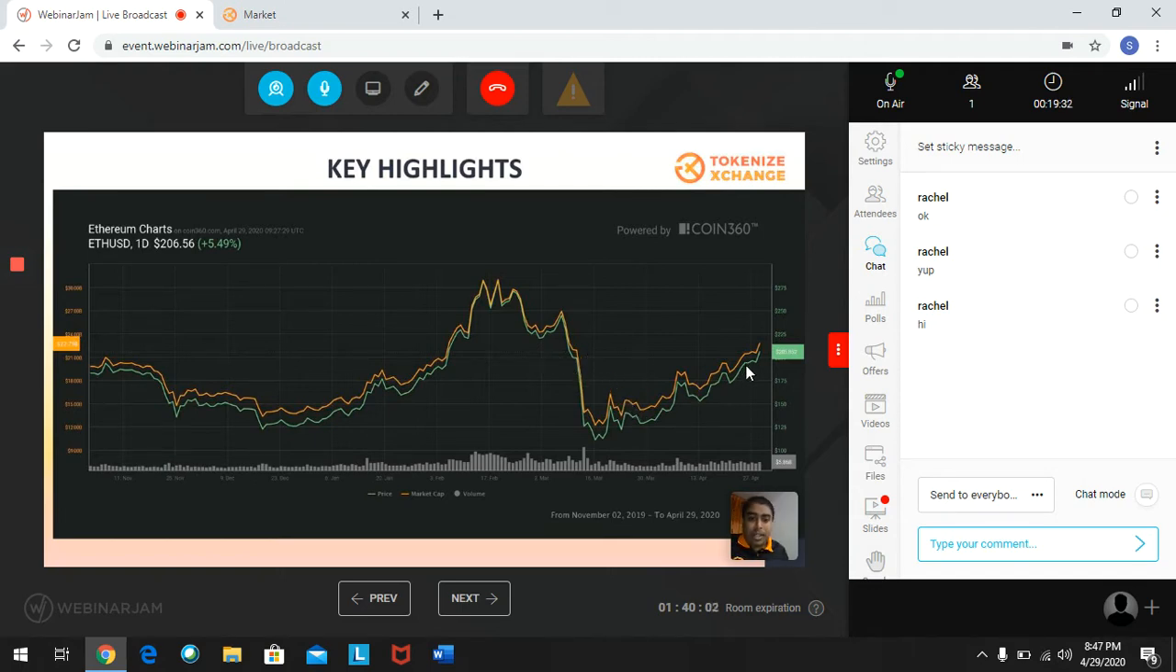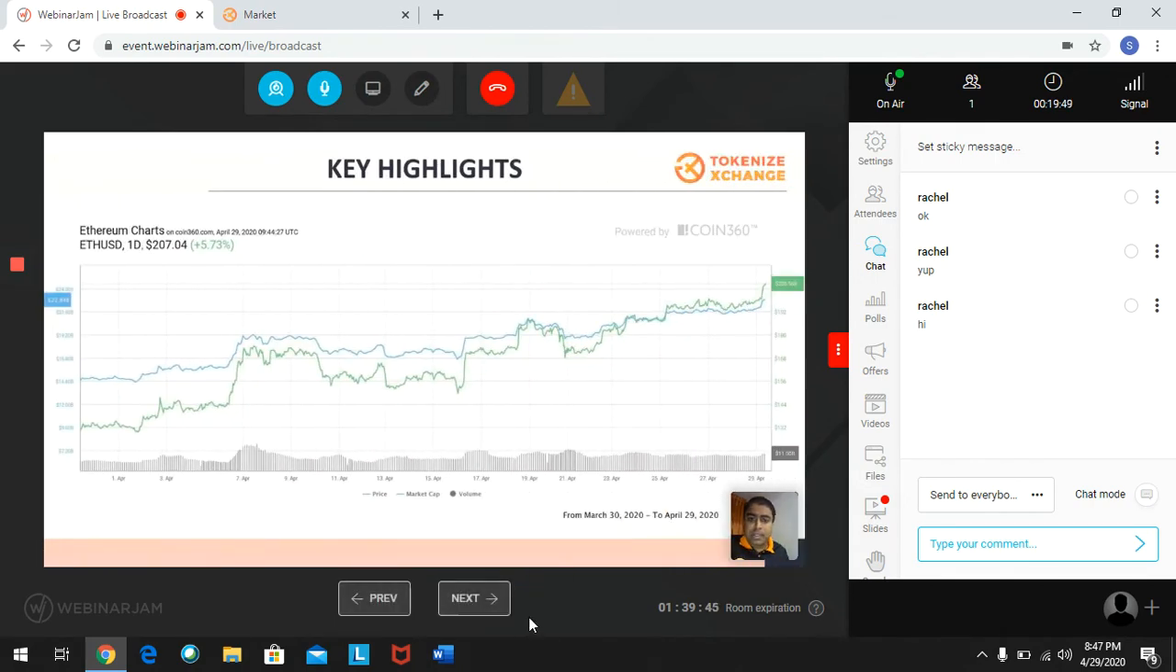And Ethereum price as well is pretty much moving in a very positive manner. Okay, so this is probably their 1 year price movement. So if you can see, the price is doing pretty well. And yep, again, Ethereum price is climbing up higher and higher.